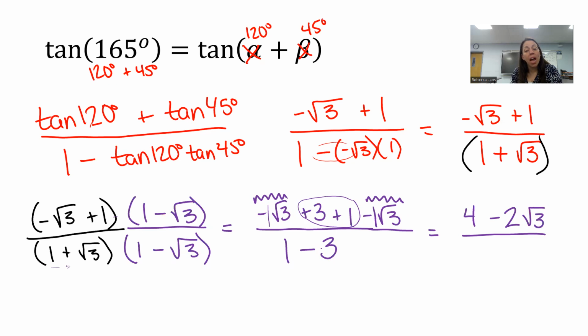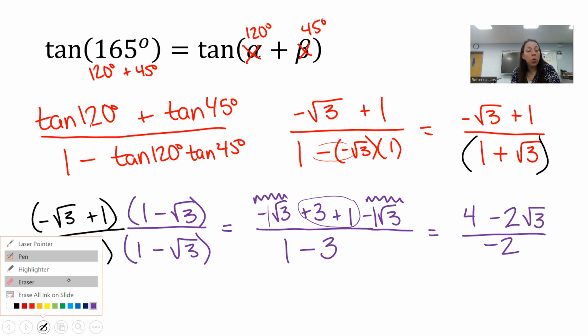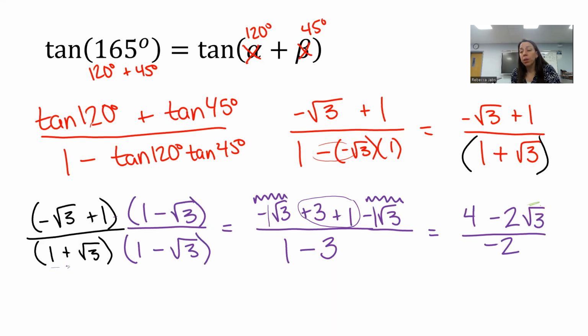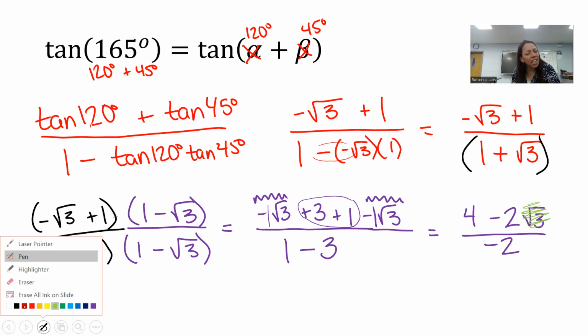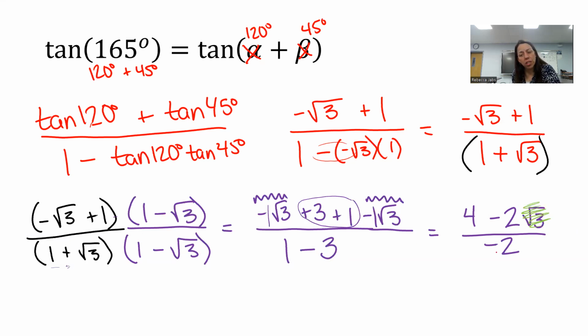In the bottom, 1 minus 3 is -2. Again, if I for a moment ignore that radical 3, these would all reduce by 2. And technically, I'm going to reduce them by a -2 because of the negative in the bottom. 4 reduced by -2 would give me -2. 2 reduced by -2 would change it to a +1. -2 reduced by -2 would change it to a +1. Once again, I don't have to write divided by 1. So my final answer for this one is -2 plus radical 3.